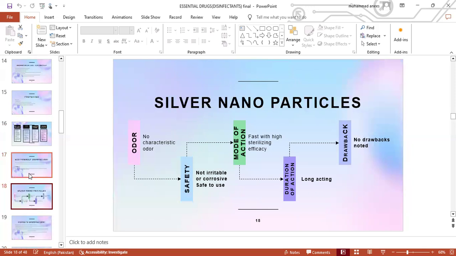Now we're going to see some of the properties of silver nanoparticles. In terms of odor, it is odorless. In terms of safety, it is quite safe because no irritability or corrosiveness is seen with its use. It's quite fast in action with high sterilizing efficacy, and with one application of the disinfectant, quite high antimicrobial activity is seen. It's a long-acting disinfectant. In terms of drawbacks, no drawbacks were noted.